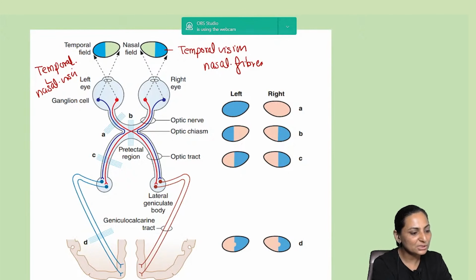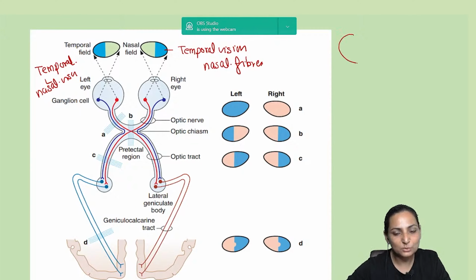This is important to know, that the nasal fibers are going to form the temporal vision and the temporal fibers are going to form the nasal vision. So once we are clear with this, there is less confusion and a clear understanding. Right? And when total loss is there, it is anopia, whereas when half the side is lost, it is hemianopia. Now let's come to the first defect, where the defect is in the optic nerve.